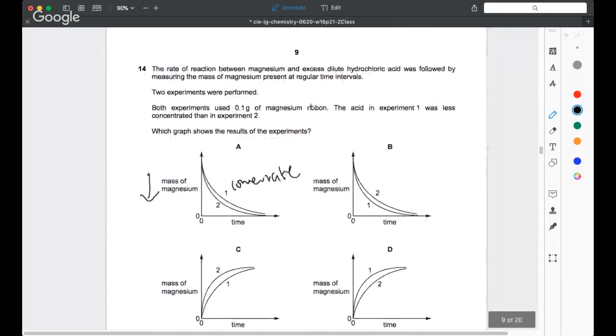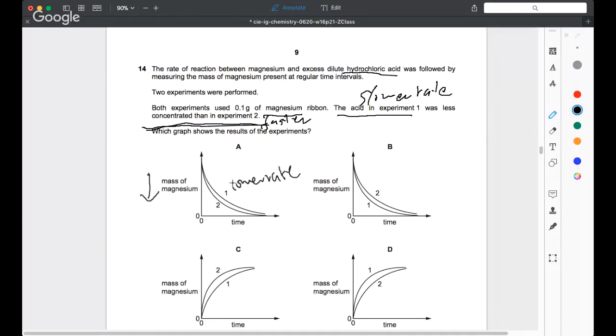Okay, number 14. So we have magnesium reacting with hydrochloric acid. So the acid in experiment 1 is less concentrated than the acid in experiment 2. So which means 1 will have a faster rate. Sorry, 1 will have a slower rate, and 2 will have a faster rate.